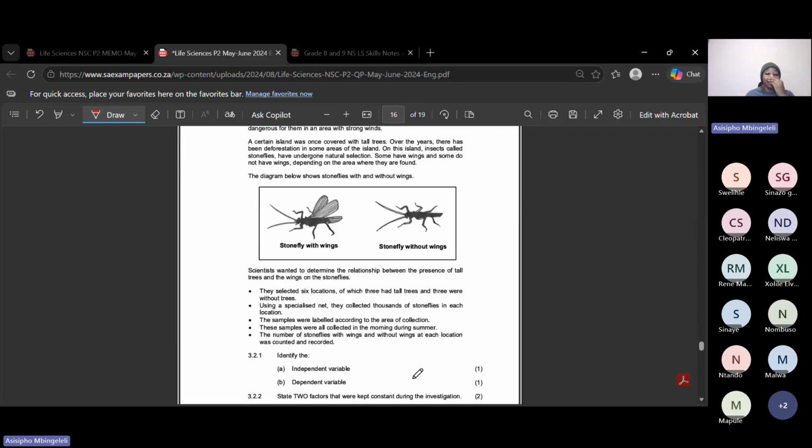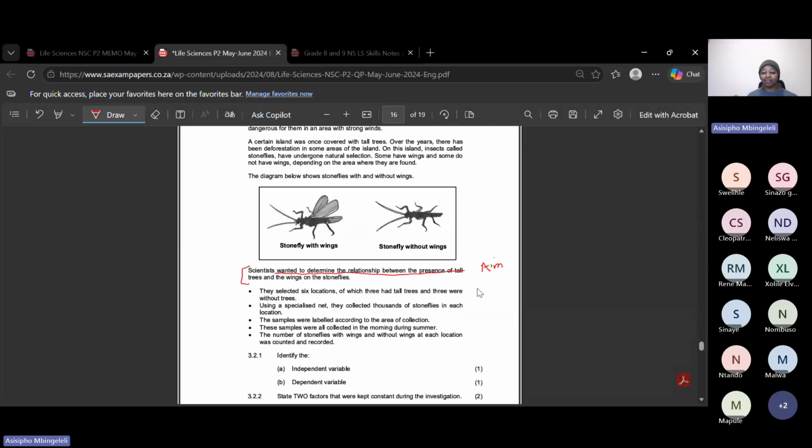Okay, there. They will always give you an aim. Once they say "scientists wanted to," that is your aim. Highlight it and write "aim" next to it. Scientists wanted to determine whatever they have after the words "to determine," for example a relationship between. This will obviously be a very challenging one.